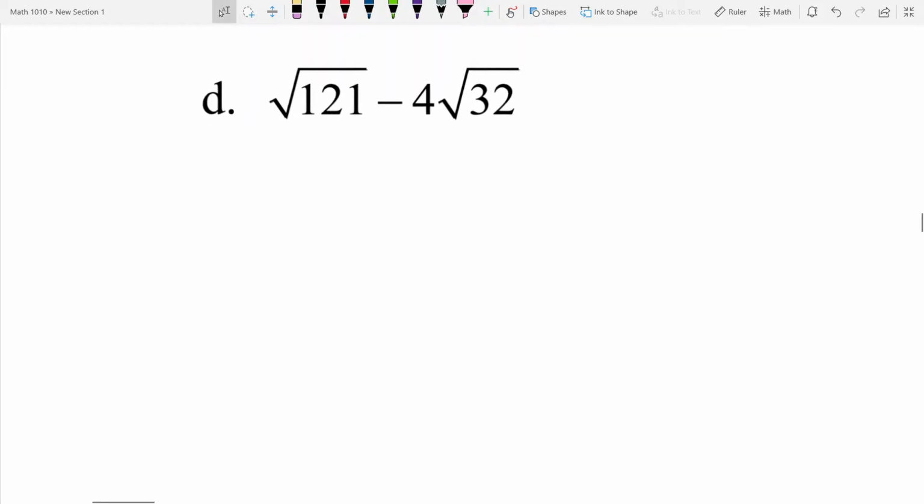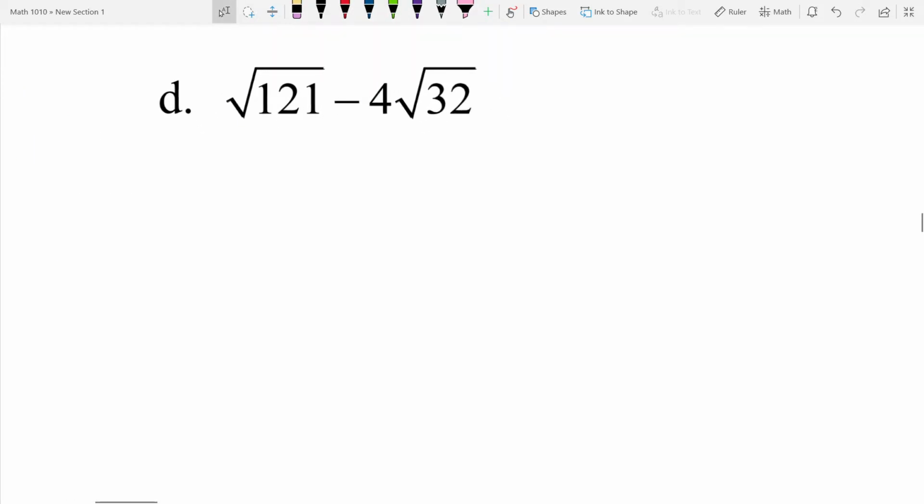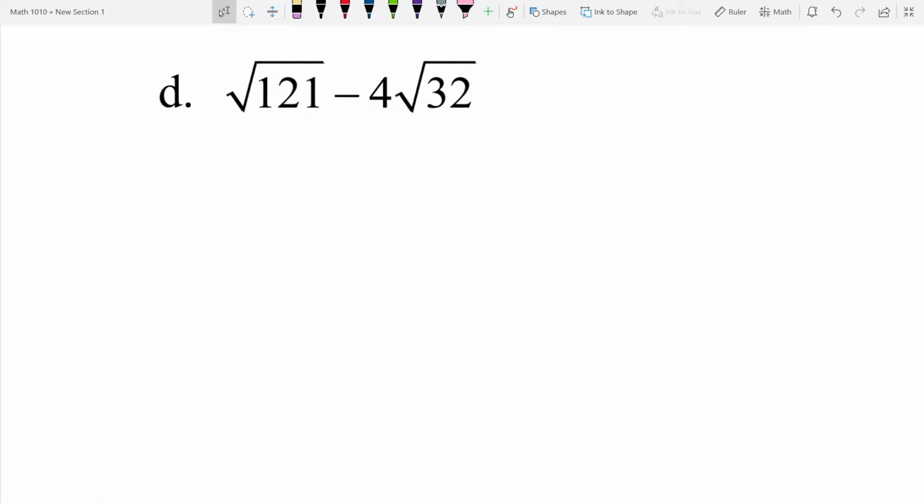Okay, everybody look at question D. Talk to me about the square root of 121. What is that, everybody? What is it? It's 11. Good. Okay, so the square root of 121 is 11. Talk to me about the 32. Is that going to be a nice number? Like if I hit the square root of 32, am I going to get like an 8 or a 4 or something like that? Talk to me, guys. No. So what do? Break it down. Break it down is exactly right.